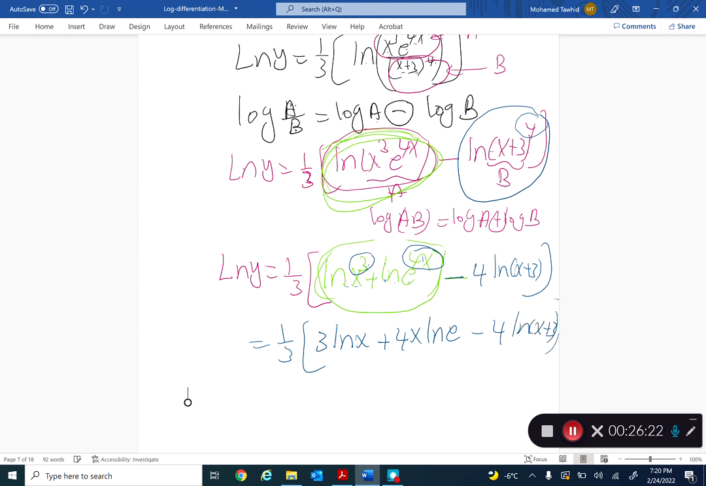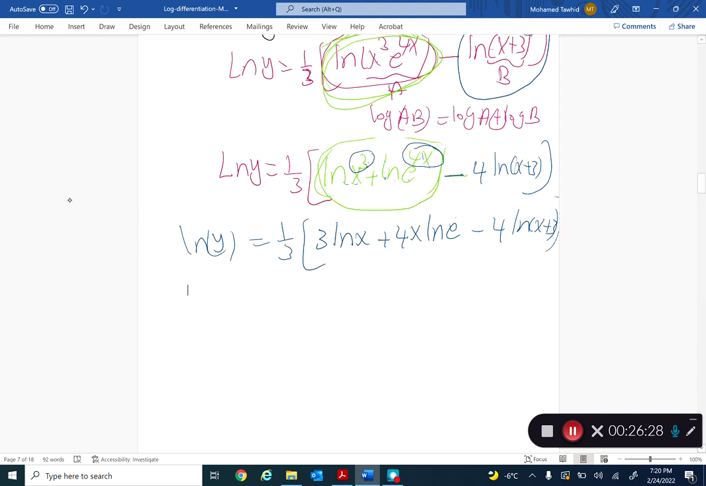Close the bracket. Now, can I simplify more? Yes, you can. Look what you have, ln e here. If I use technology, it's 1. ln e, when I use technology, you get 1. And so you have 1/3.